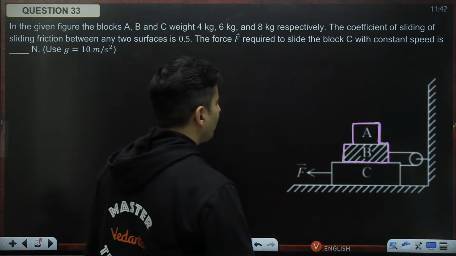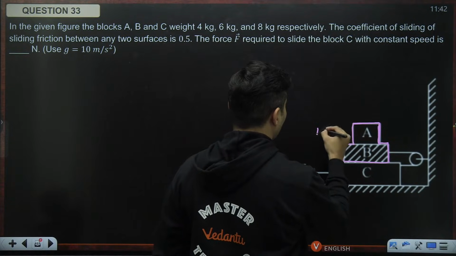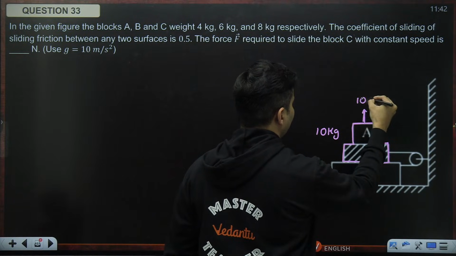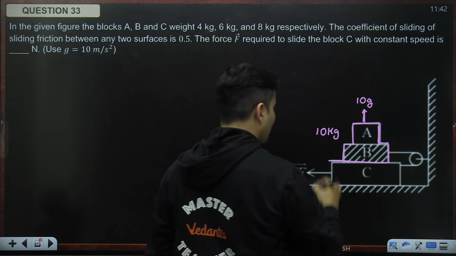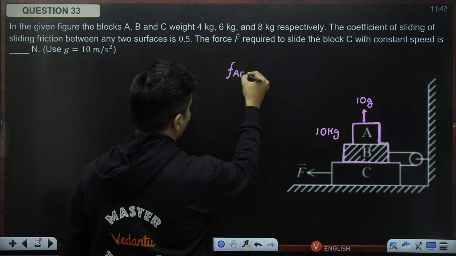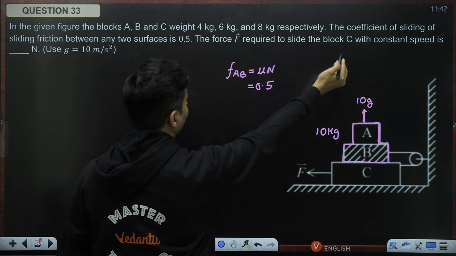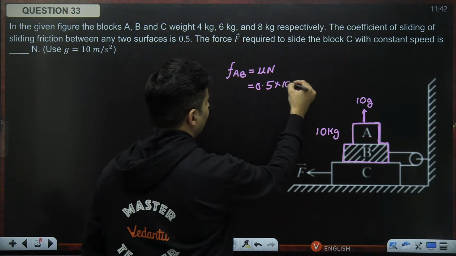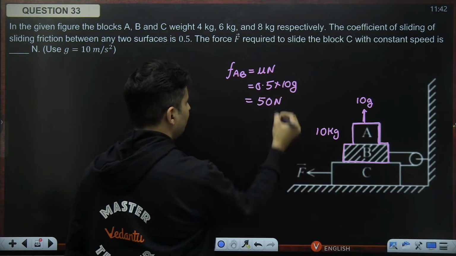Okay. So the total mass of both of them will be how much? 10 kg. So the normal that they will experience will be 10 g. So the friction that will come due to A and B together will be mu into normal. Mu is 0.5. Normal is nothing but 10 g, which is 100. 100 into 0.5 is nothing but 50 Newton.